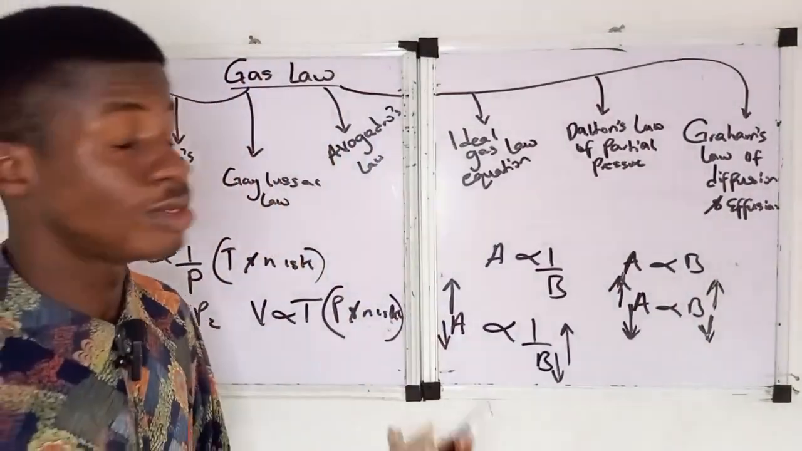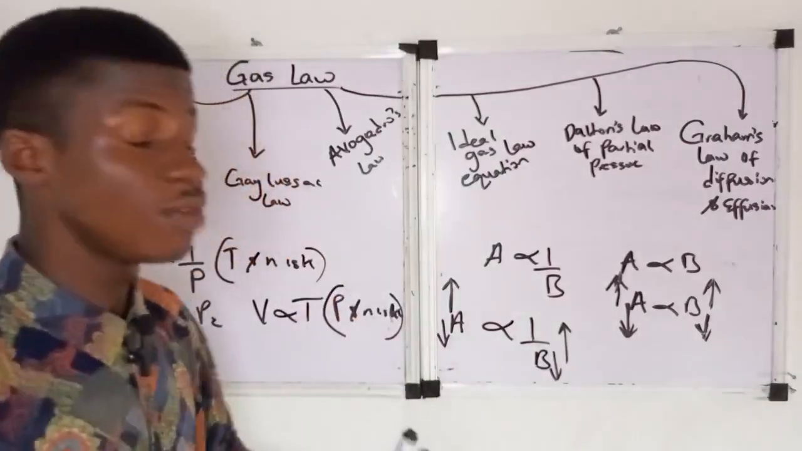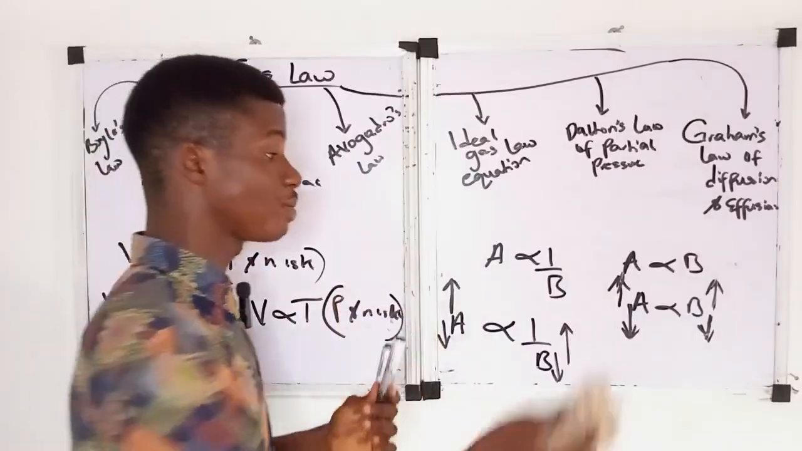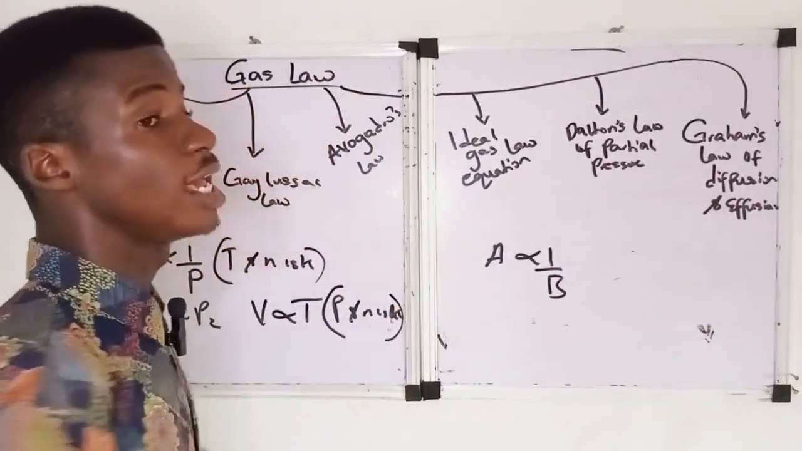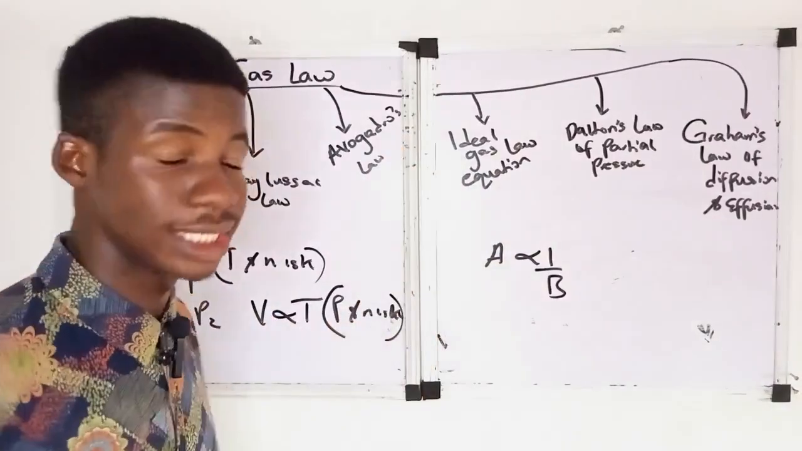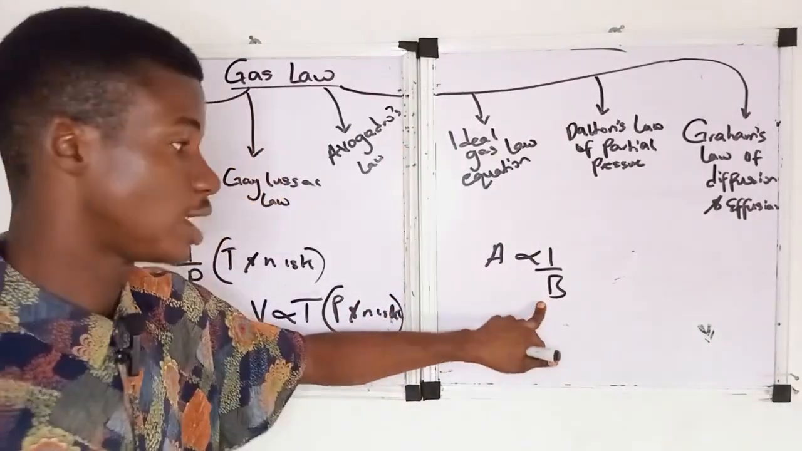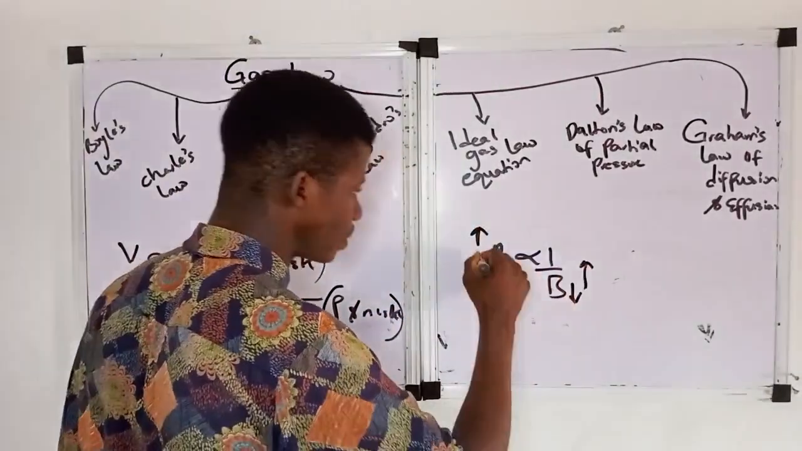When two quantities are directly proportional, it means that anything that happens to one quantity happens to the other one. If one increases, the other one increases. If one decreases, the other one decreases. But when two quantities are inversely proportional, it means that when one is increasing, the other one will be decreasing, right? The opposite will happen to this one. So if this one increases, this one will decrease.